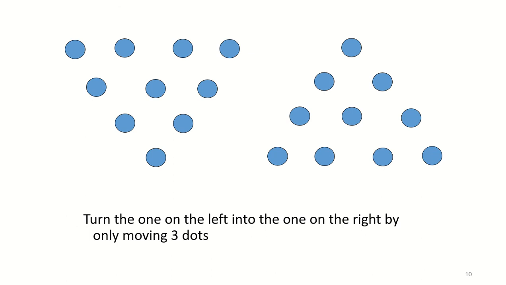Here's one last problem, just for you to play around with for a second. So imagine that you get this particular shape right here of these dots, and you're being told that you need to turn the one on the left into the one on the right by only moving 3 of the dots. Okay? And you can sit on this for a while, and if you want, you can pause it and try to do this for yourself.